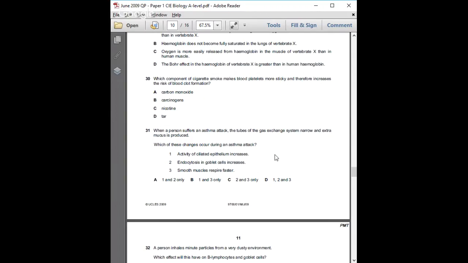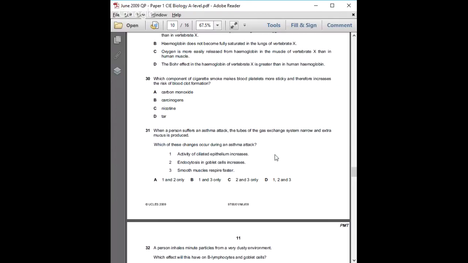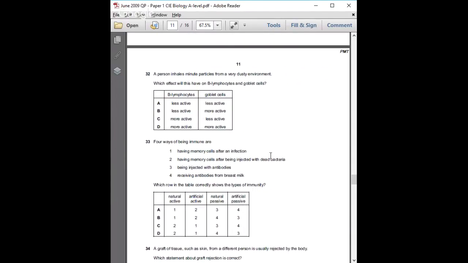Yeah, good. And so in the question stem, it says the tubes of the gas exchange system narrow. That's caused by smooth muscle contraction. And so it would make sense then that the smooth muscle cells are respiring faster. Does that make sense? Yeah. Okay, good. Let's move on. Question 32.